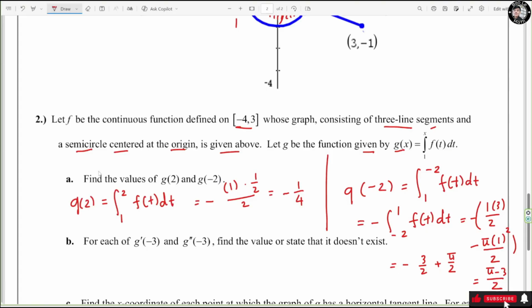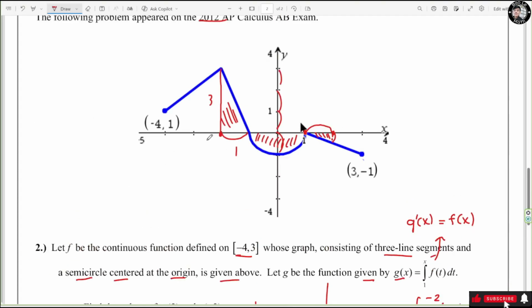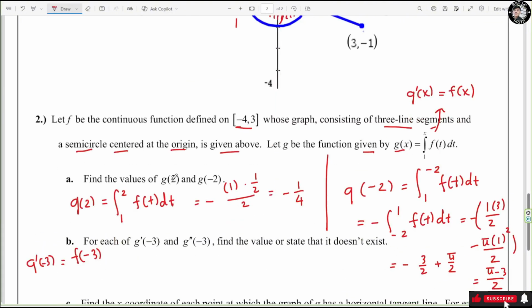Now question B. We need to find g prime of negative 3. Alright, so the formula is right here. We have g prime of s is actually f of s. So g prime of negative 3 is actually f of negative 3. f of negative 3 is going to be right here. It's 2. Equals 2.